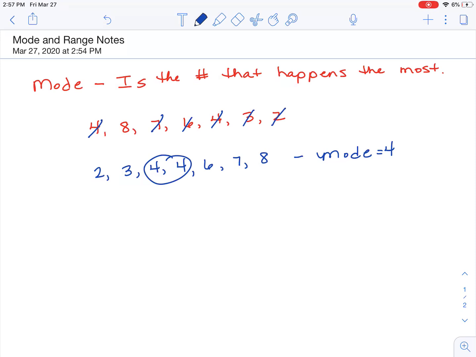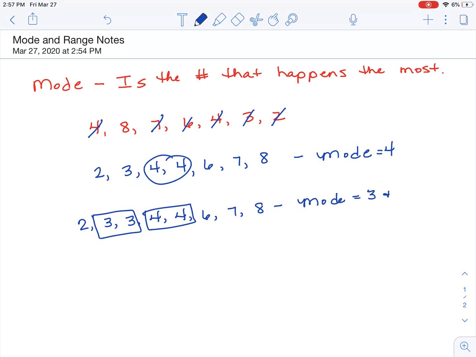Well, let's play around with this data a little bit. What if, when we did it, it looked like this? Well, Miss Pendleton, there's two 3s, and there's 2 4s. What is the number that happens the most? It's 3 and 4. So mode can be more than one number. So this mode would be 3 and 4.